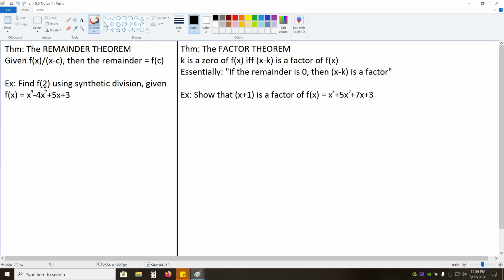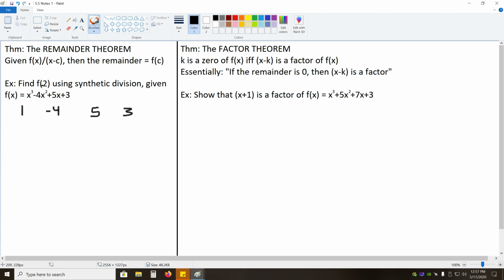We want to find f of 2 using synthetic division given f of x equals x cubed minus 4x squared plus 5x plus 3. Remember, with synthetic division, we need to check that there are no exponents missing and that the exponents are ordered from largest to smallest. Both of those statements are true, so we can immediately remove the x's, leaving us with a 1 in front of that x cubed, negative 4, 5, and positive 3.